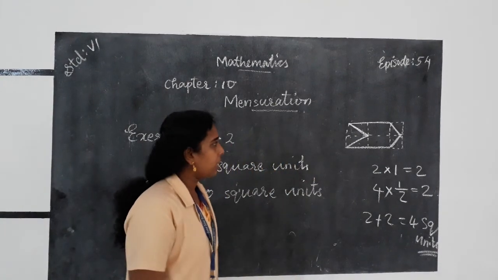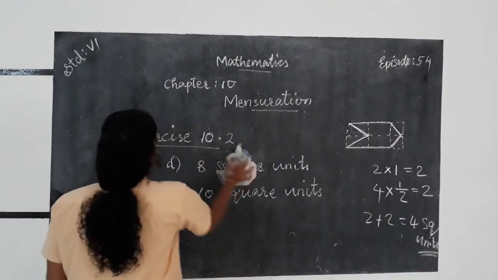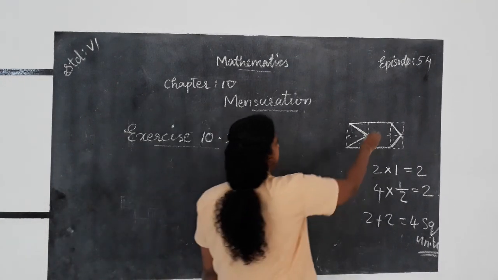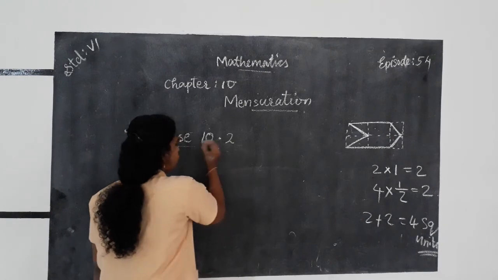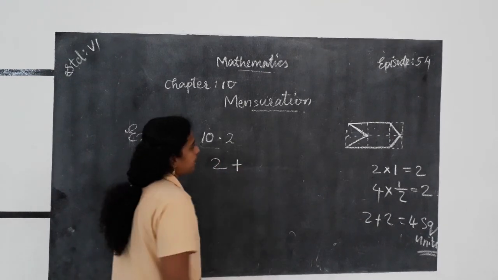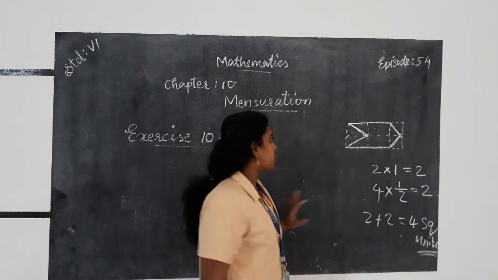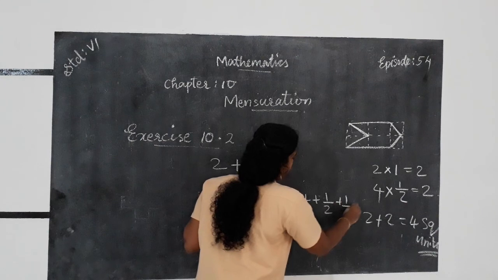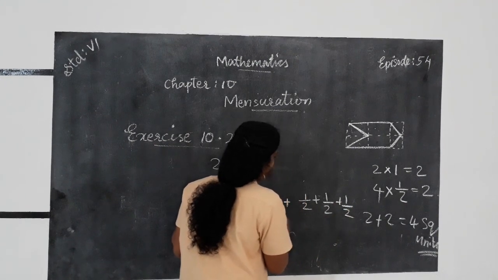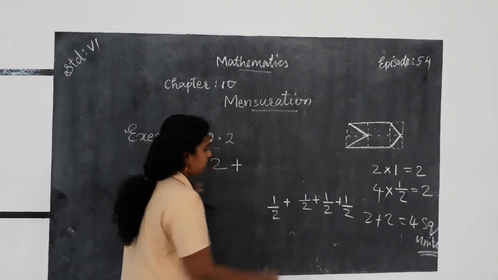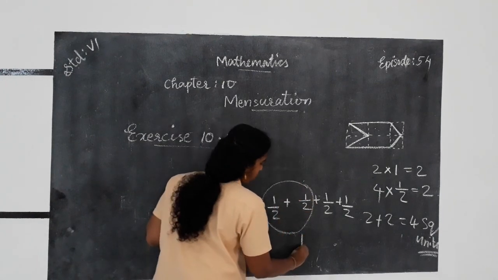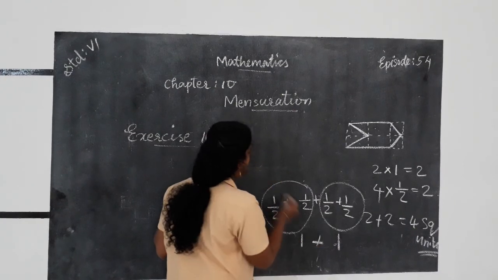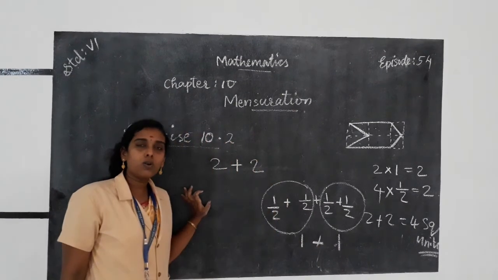Or in a simple way, you can find the area of this figure by just counting the squares. So here fully filled squares are 2, plus 4 half filled squares, which means 1 by 2 plus 1 by 2 plus 1 by 2 plus 1 by 2. That is 4 half filled squares. 2 half filled squares make 1, and another 2 make 1 whole. So 1 plus 1, 2. So we get 2 plus 2, 4.